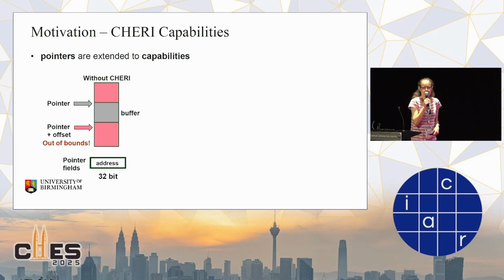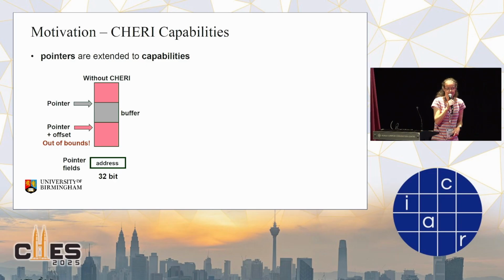So the main concept of CHERI is that pointers are extended to something called capabilities down in the hardware level. In a non-CHERI system, for example, you might have a pointer that points to a buffer in memory, and the address field of your pointer contains the start of your buffer. The danger with this type of architecture is that it's possible to point to memory outside of this buffer region using some kind of offset through mistakes in the high-level code.